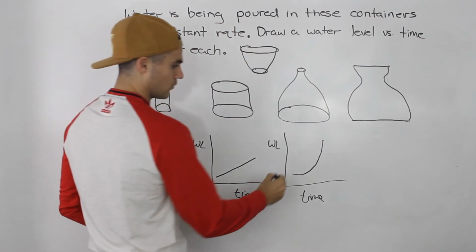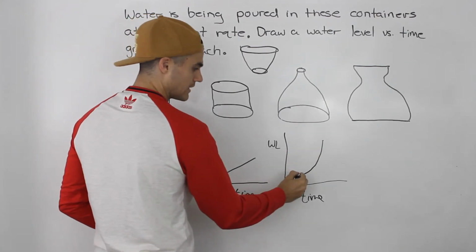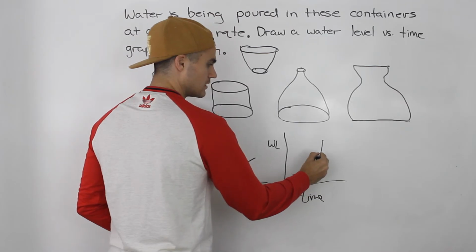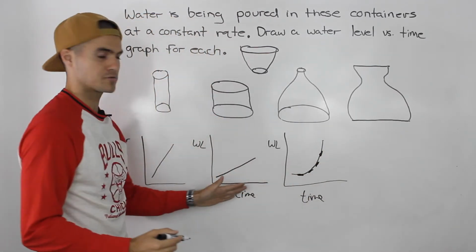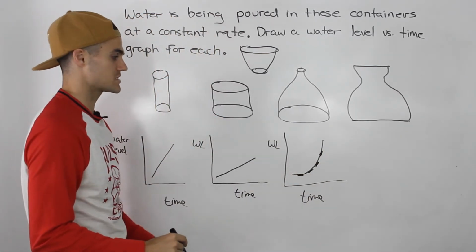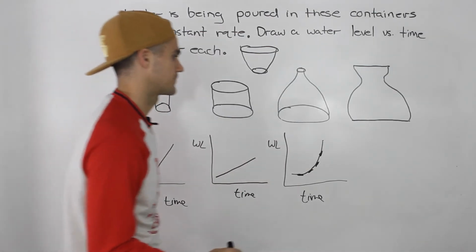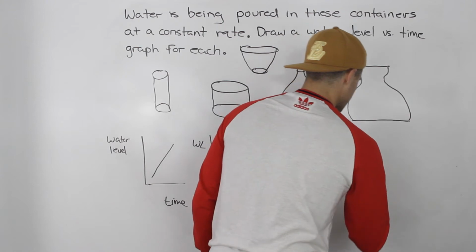Right? So the water level's rising, and the rate of change, if we draw some slopes of the tangents, is increasing. The slopes of the tangents are getting more and more steep. So the water level's rising at an increasing rate. Okay, now what about this container?